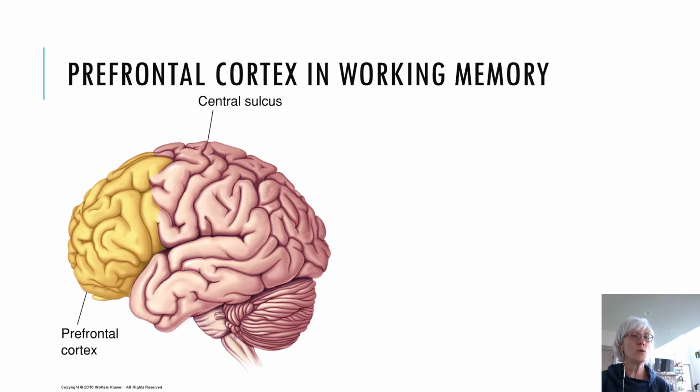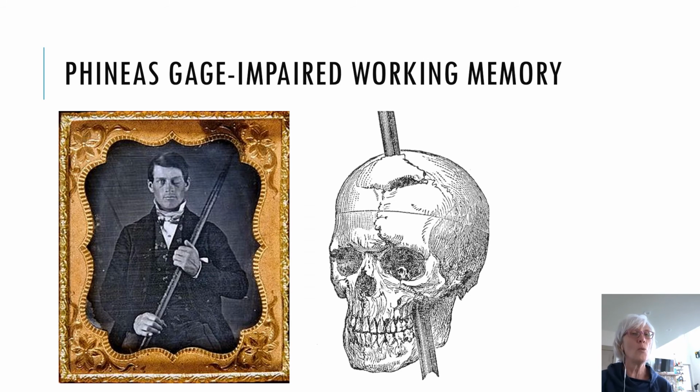So the prefrontal cortex is very important in working memory, and we know this for a couple of reasons. One of them is from individuals who have had their prefrontal cortex injured. An example is Phineas Gage, who you may have heard of already. He was a railroad worker who unfortunately had a spike enter his brain and created significant damage in his frontal lobe, and that impaired his working memory significantly.